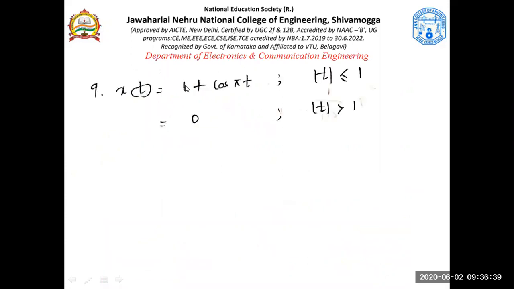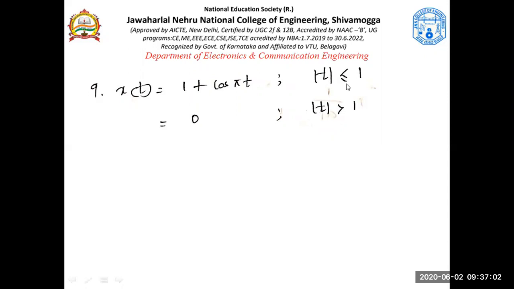This again is another problem wherein the sketch is not given, but the signal is given. The challenge is magnitude t. If you just understand this, the problem is solved. Magnitude t is there. What to do with magnitude t? What is the meaning of this?